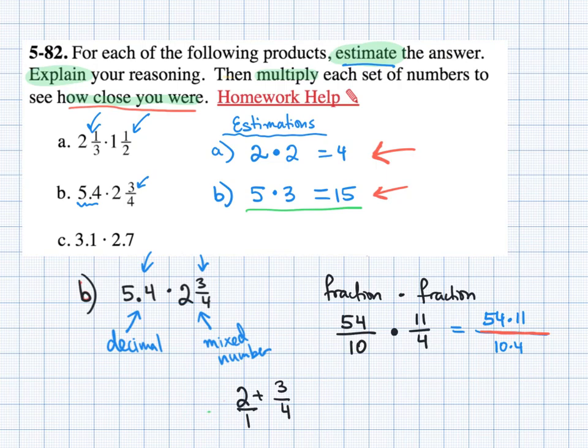And finally, letter C, you do have a decimal times a decimal. So whether you convert them to fractions, it's your choice, or leave them as decimals and multiply. So finish this problem on your own.